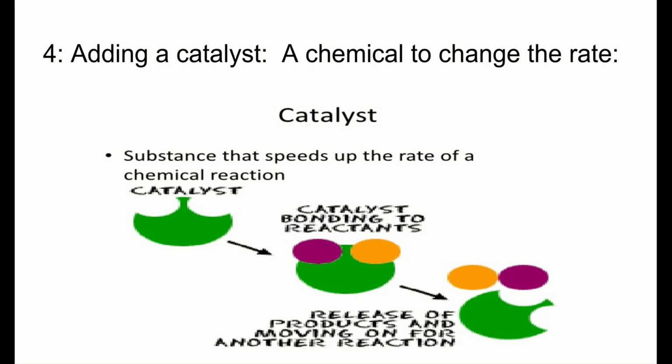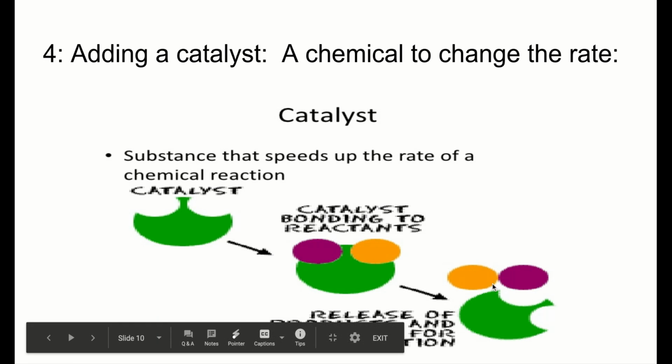But there's an important point. The catalyst does not change the outcome. It's not a part of the reaction itself. It just speeds it along. If I have a catalyst and these two reactants need to bond, well, if they bond to the catalyst first and then they can bond with each other, they form a product. The catalyst here in the green, it moves on. It is not part of the reaction. It plays no role in the product that will form.